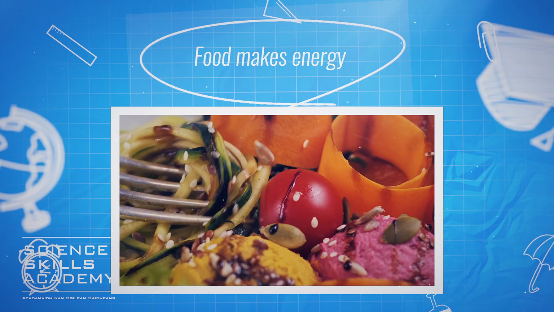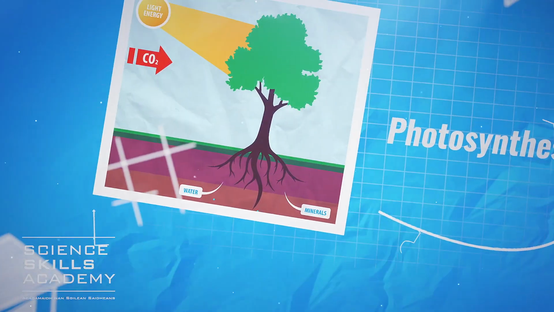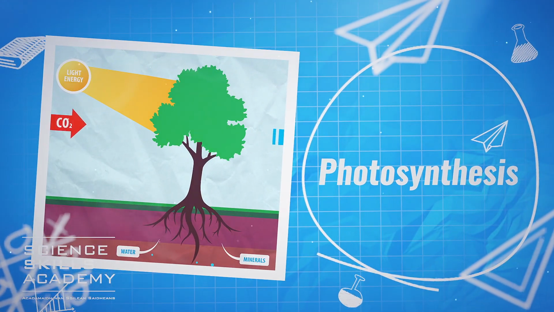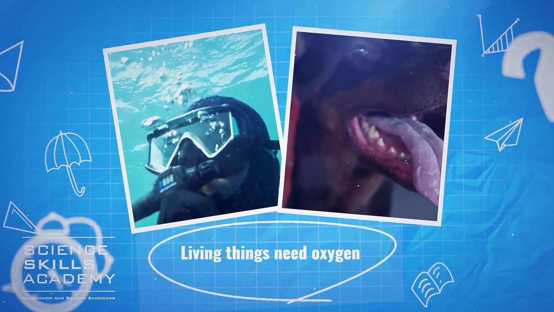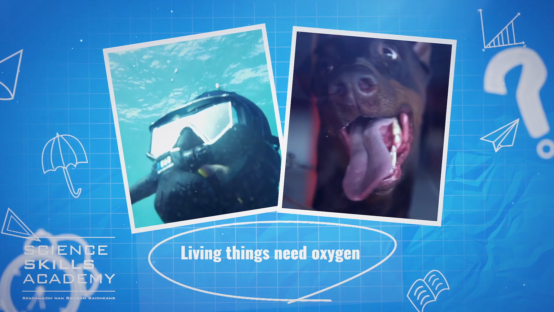Humans get their food and energy from plants and animals, and plants get their food and energy from a combination of sunlight, water, and nutrients from the soil. Living things also need oxygen to survive and have a life cycle of birth, growth, and then death.